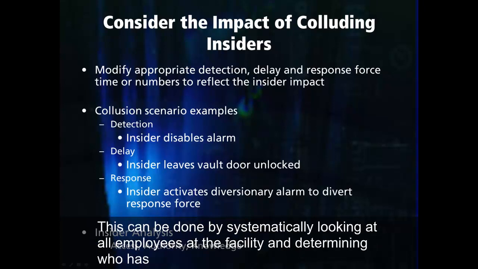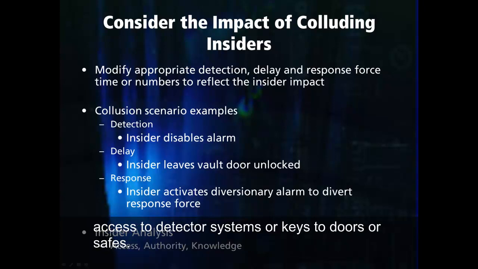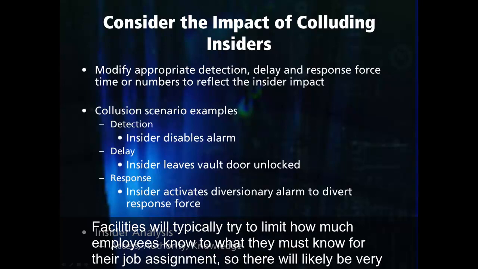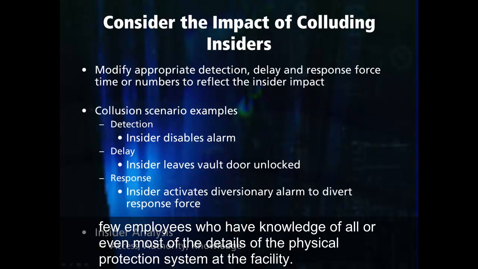This can be done by systematically looking at all employees at the facility and determining who has access to detector systems or keys to doors or safes. It can also look at who has knowledge of procedures and systems. Facilities will typically try to limit how much employees know to what they must know for their job assignment, so there will likely be very few employees who have knowledge of all or even most of the details of the physical protection system at the facility.